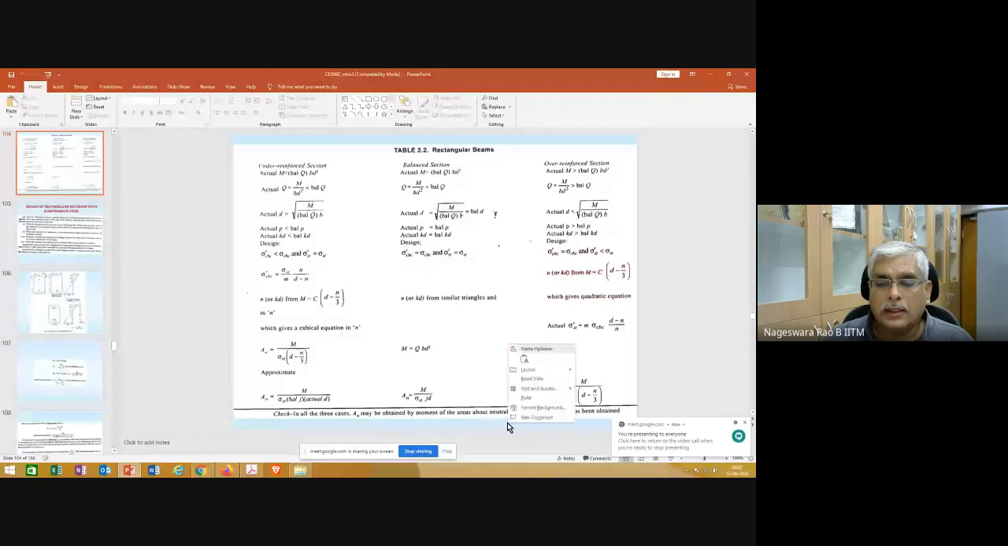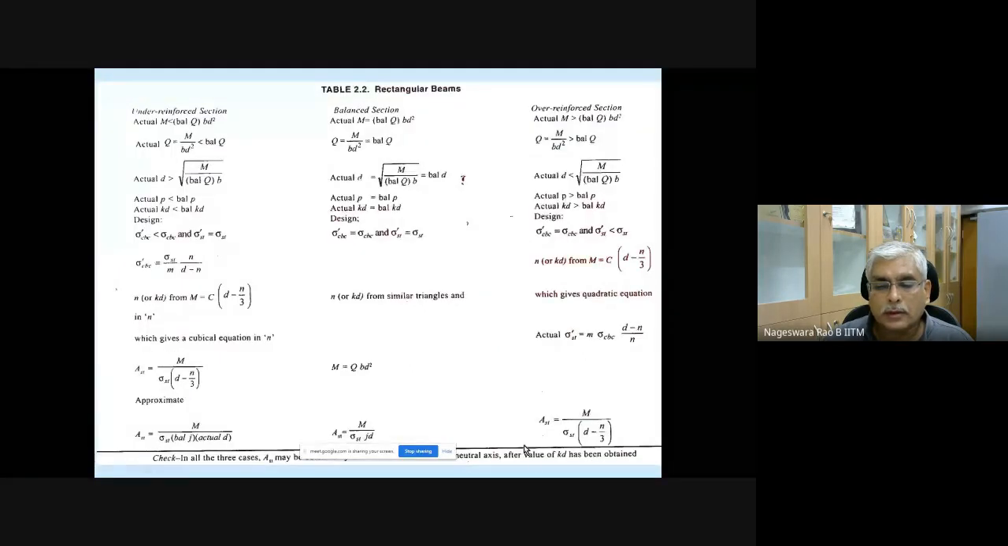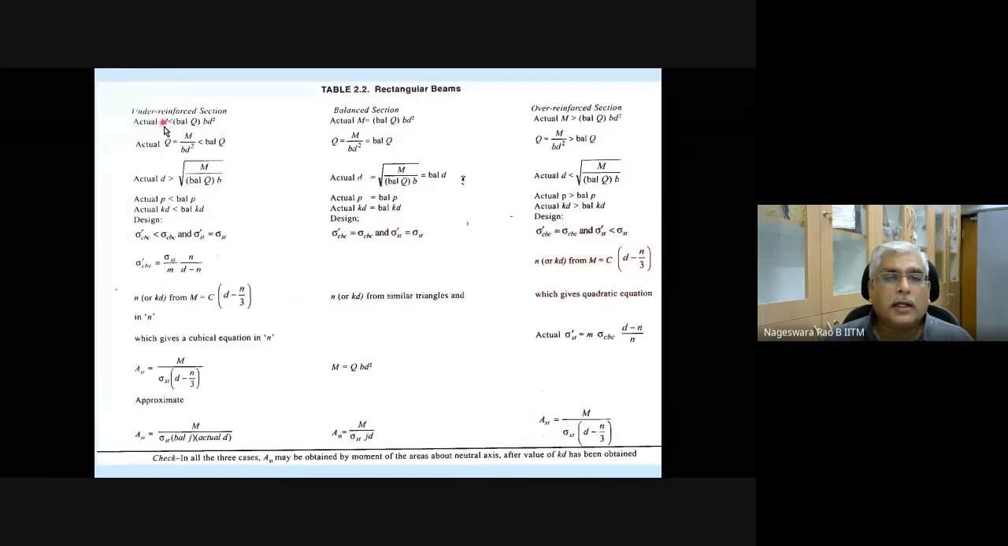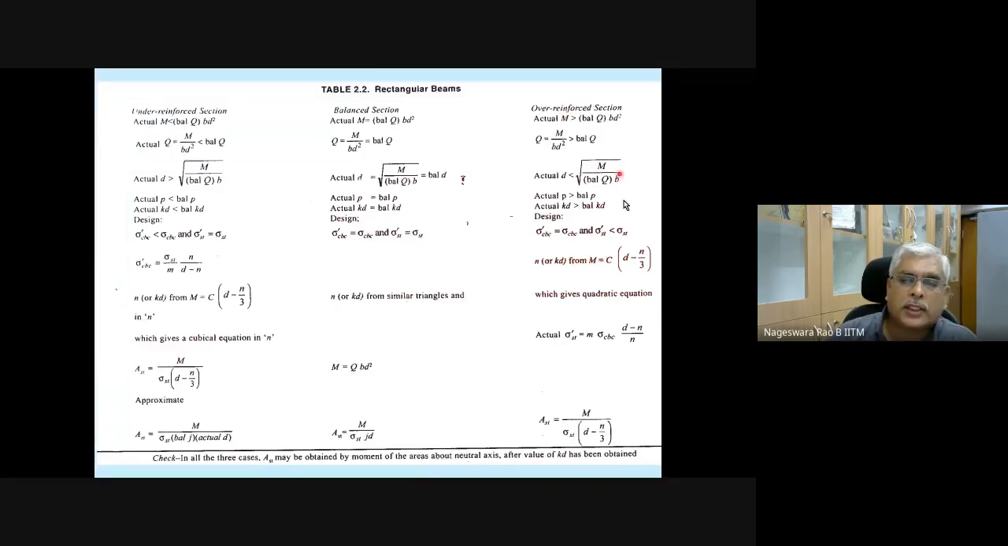Okay, this is where we stopped yesterday. Under reinforced section, balanced section, and over reinforced section. Once you know the dimensions or size of the beam, how to arrive at the area of steel. Any questions here?